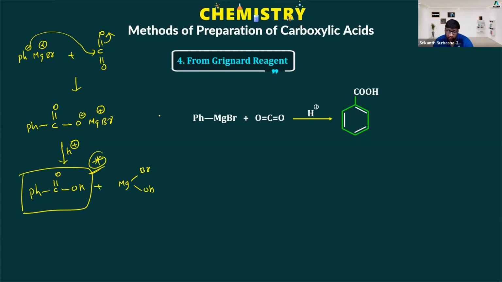This was the mechanistic approach. By the oxidation of primary alcohol, by the oxidation of alkyl benzene, by acidic hydrolysis or basic hydrolysis of nitriles or amides, and also from Grignard reagents, we can produce the respective carboxylic acids. With the mechanism I am writing here, you can understand all the details as well.